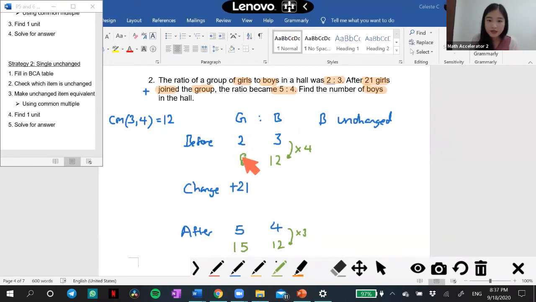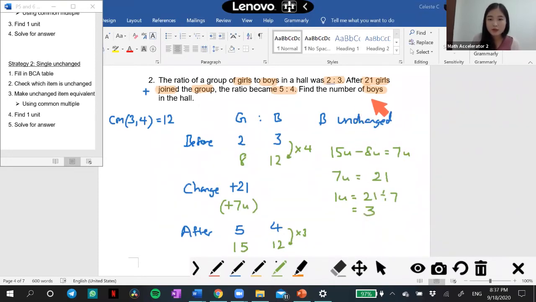At first, the girls had 8 units. At the end, 15 units. How many units do you add here to get 15 units? Take your after units minus the before units. Okay, great. 7 units here. So 7 units equals the 21 girls that joined the group. Right, then from here you can find 1 unit. 21 divided by 7 is 3.